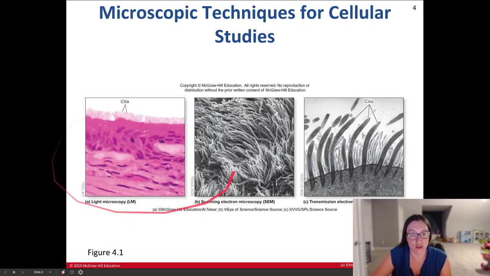So this is the traditional light microscope. This is really what we're going to be talking about in this class. And then we have the scanning electron microscope, which looks really cool. You can just see the outside, and this transmission electron microscope where you can kind of see more of the insides. It looks a little bit more like a light microscope, but with better resolution.